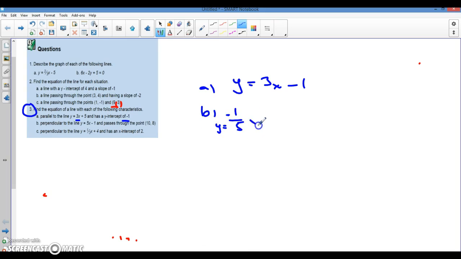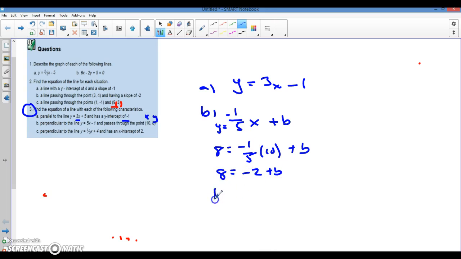So this is going to take a little more work. I don't know b. And what I'll do is I'll sub in the point (10, 8) as my x and my y. So this becomes 8 is equal to -1/5 times 10 plus b. So -10/5 is -2 plus b.